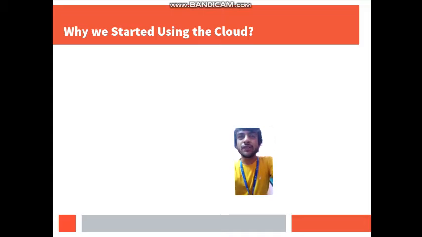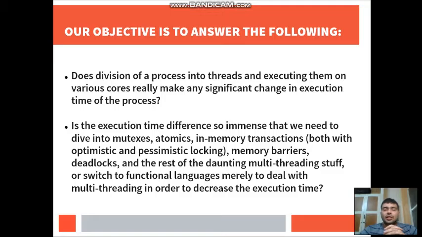Now we use different algorithms to optimize this. What is our objective here? Our objective is to focus and to answer certain questions. The first question being, does the division of a process into n number of smaller processes and executing them simultaneously make any significant change to the execution time of the process?